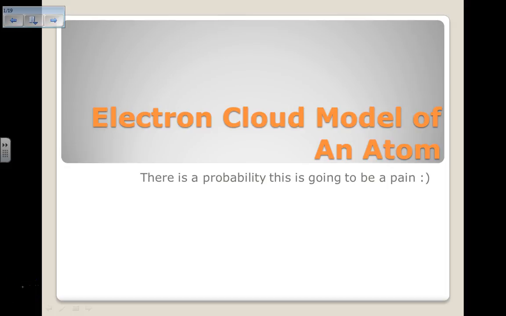Hey everybody, by the end of this video, you should be able to describe the electron cloud model of an atom, what a shell, subshell, orbital, and spin of an electron is, and this will introduce you to the idea of electron configuration.